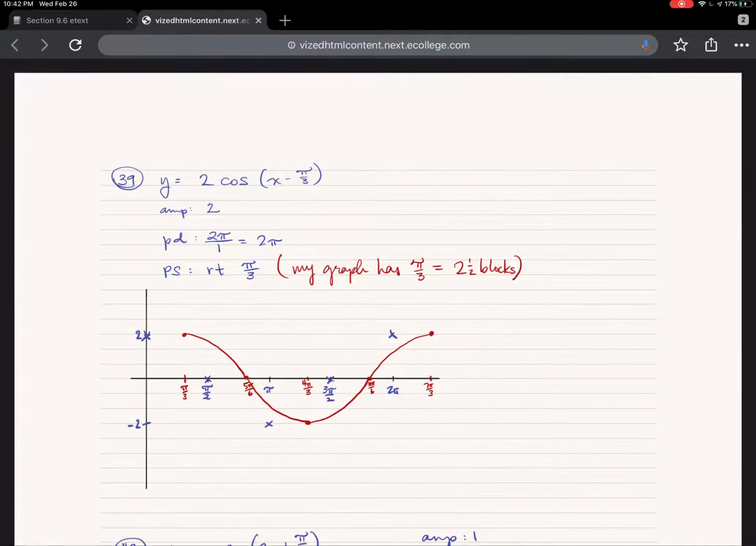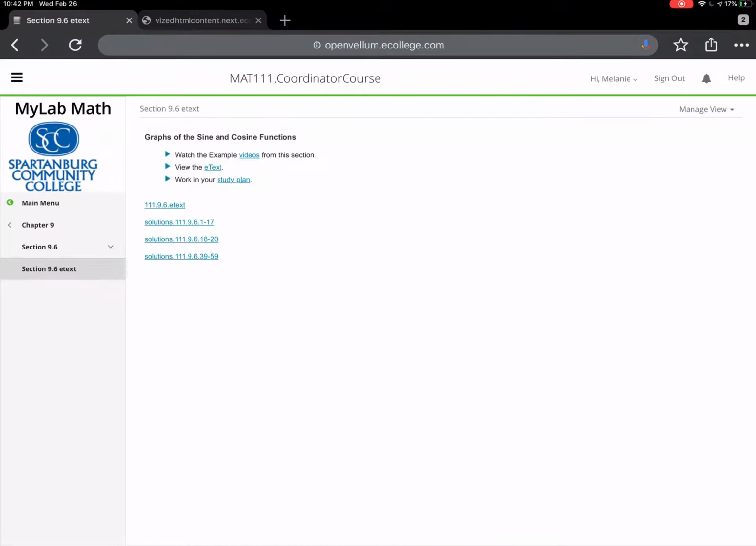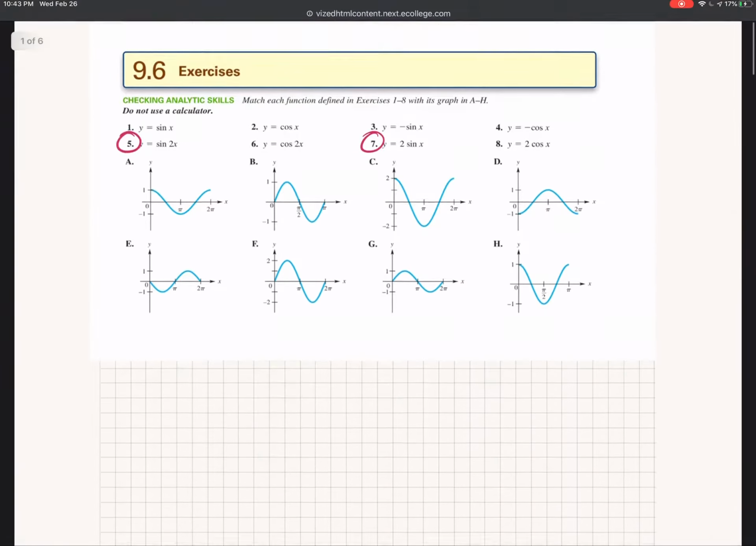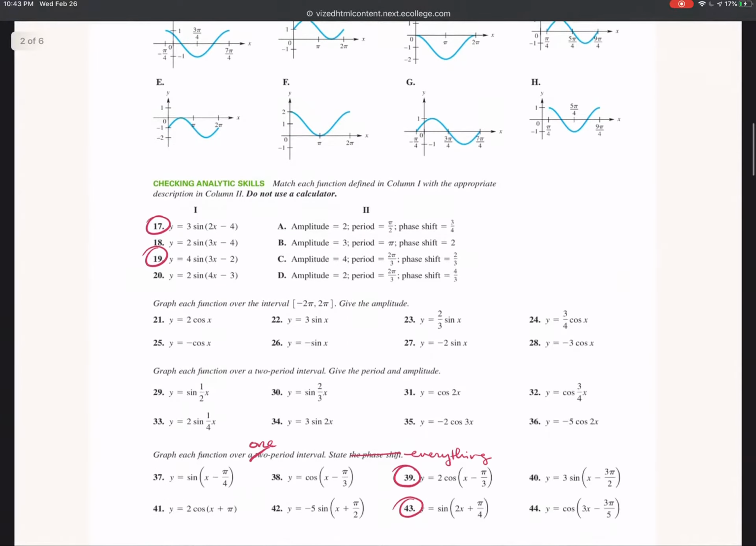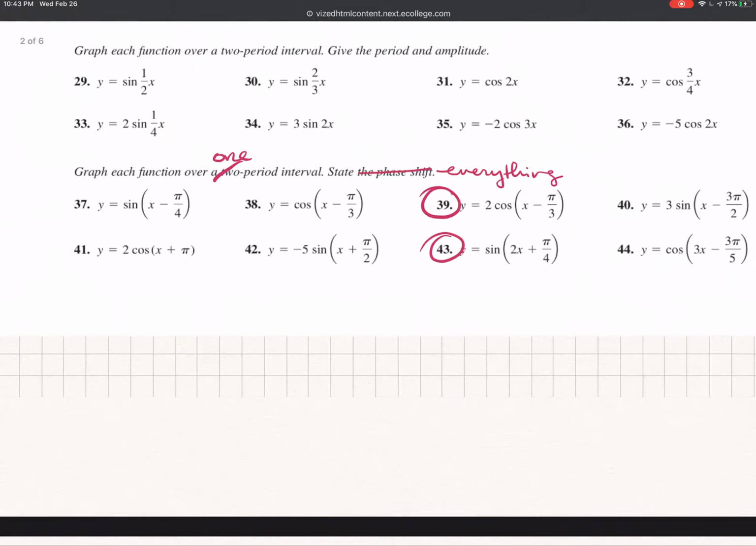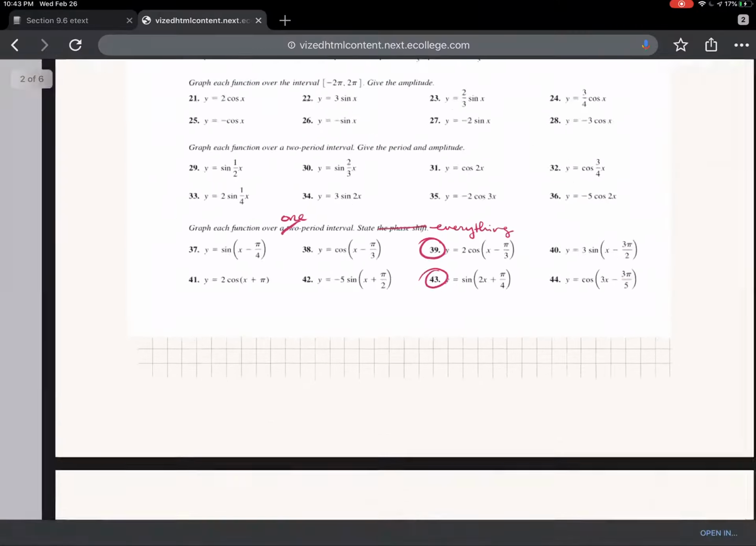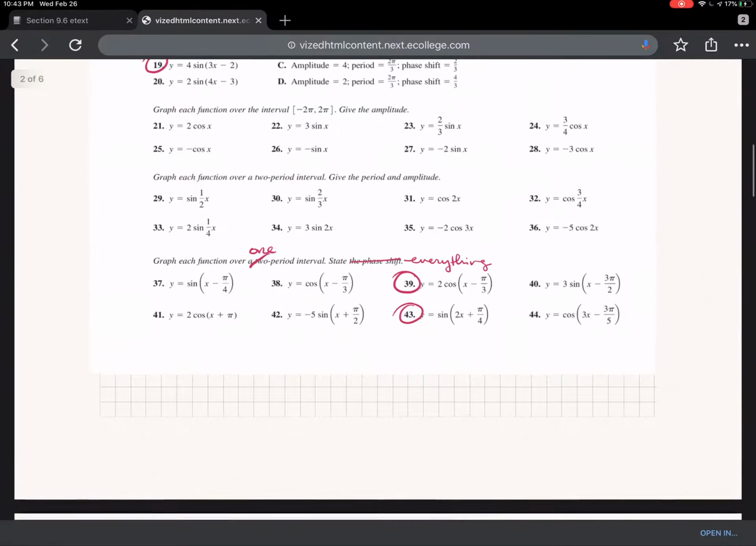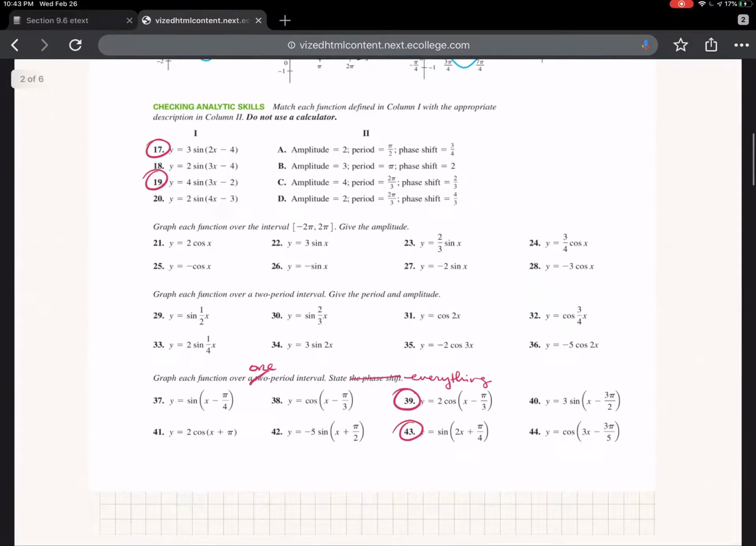For sine and cosine, you're only ever going to have to graph 1 period at a time. So even if the e-text tells you to graph something different, ignore it and only graph 1 period. Okay, so for instance, let me see if I can find a good example here. And I actually fixed it right there in the directions for you. See how for number 37 it says graph over a 1 period interval, state everything. Okay, so you'll follow my handwritten directions on that, not the book written directions. Okay, so you will need that then.